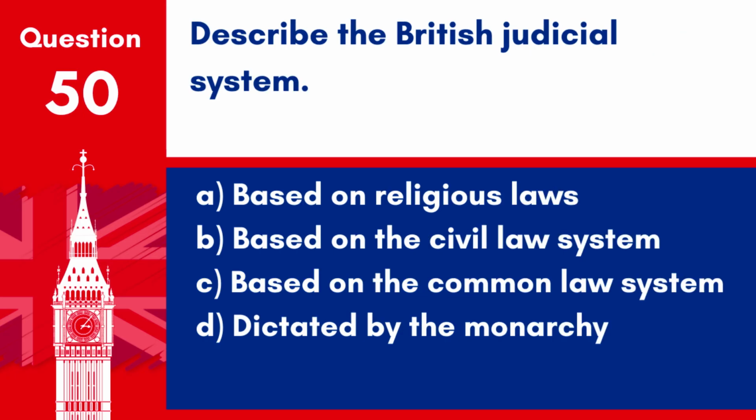Question 50. Describe the British judicial system. A. Based on religious laws. B. Based on the civil law system. C. Based on the common law system. D. Dictated by the monarchy.